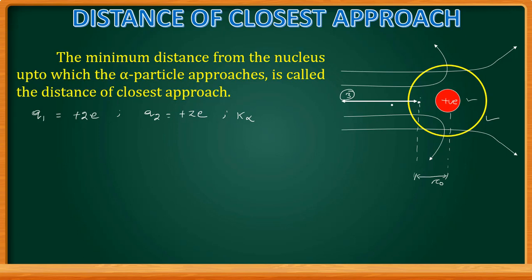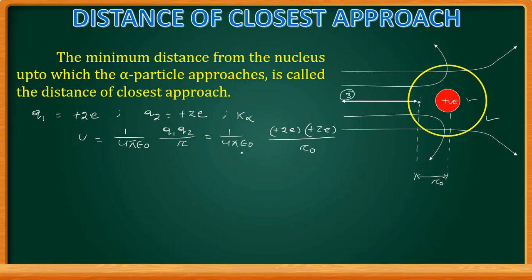So here we have to take the electrostatic potential energy, and we know the formula for electrostatic potential energy is 1/4 pi epsilon naught q1 q2 by r. Yes or no? So what did you get here? In place of q1 we can write plus 2e. In place of q2 we can write plus Ze. And in place of r we can write r naught, the distance of closest approach.